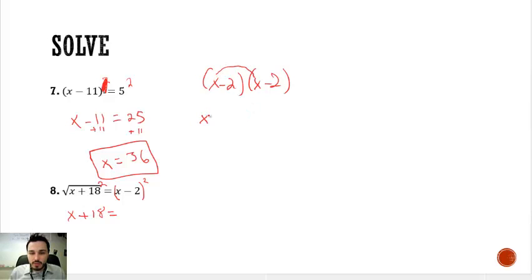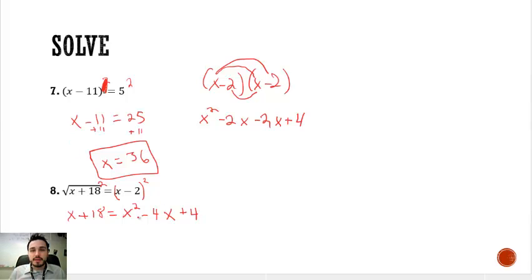X times x is x squared. X times negative 2 is negative 2x. Negative 2 times x is also negative 2x. And negative 2 times negative 2 is positive 4. Well, then simplify that, and I've got the x squared, makes a minus 4x in the middle, and a plus 4 after that.